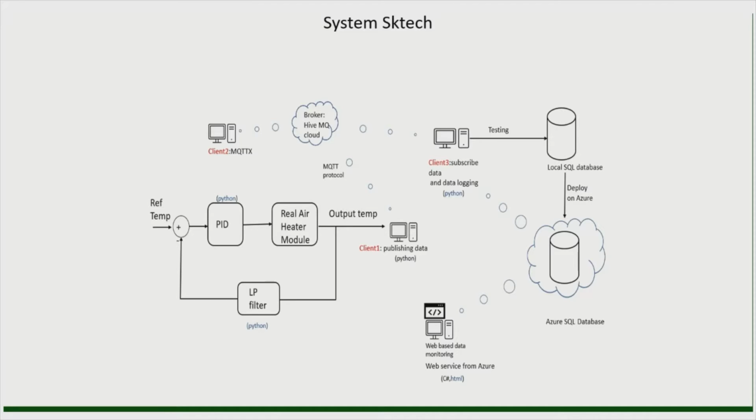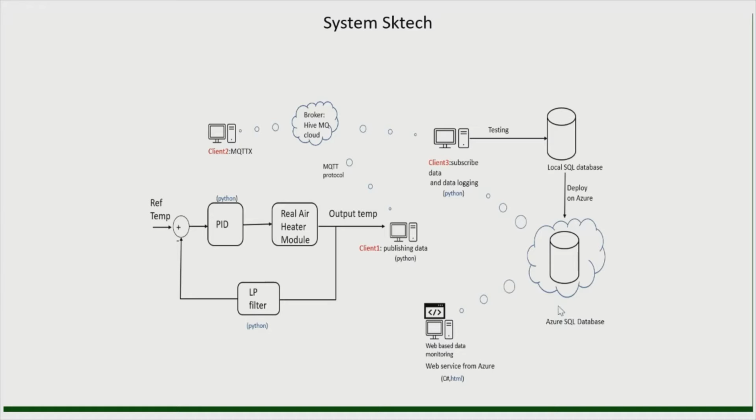Client 1 is publishing data. There are other clients, client 2 and client 3. They are actually receiving the data from the broker with the subscribe method. Client 2 is a desktop client and client 3 is a client designed in a Python program. This client 3 not only gets data, it also logs the data in the database.